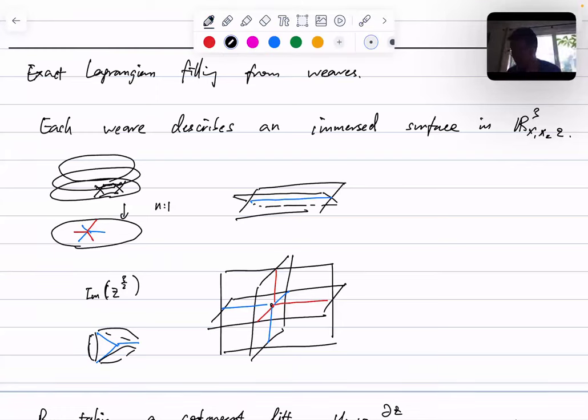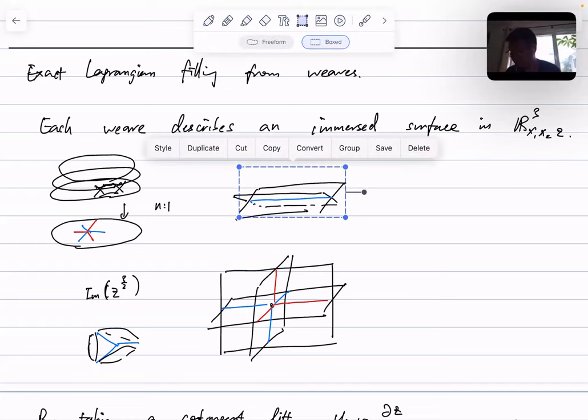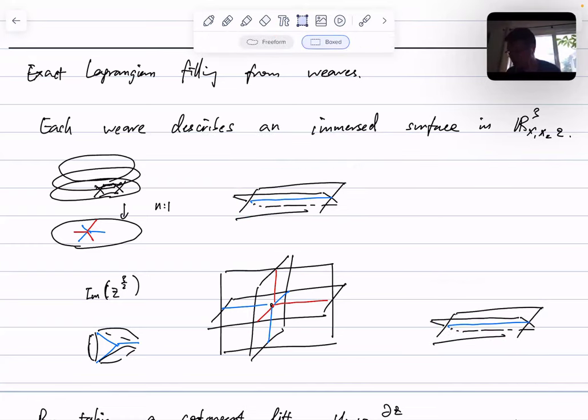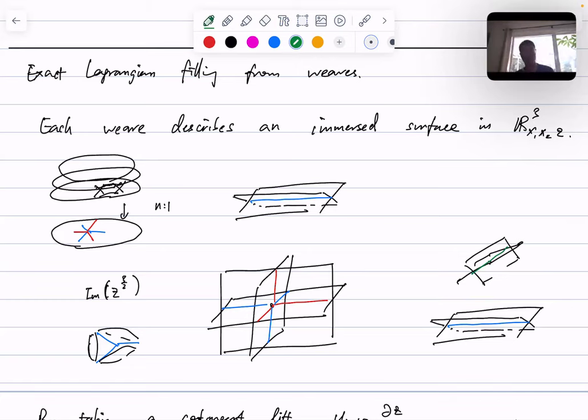And what about a four-valent vertex? Well, a four-valent vertex is not really playing that much. It's like you have two sheets crossing in one direction, another two sheets crossing in a different direction, and they're far apart, so they don't even talk to each other. So that's what a four-valent vertex is like. So in this way, a weave is going to give you a merged surface in R3, where the Z direction is the height direction.